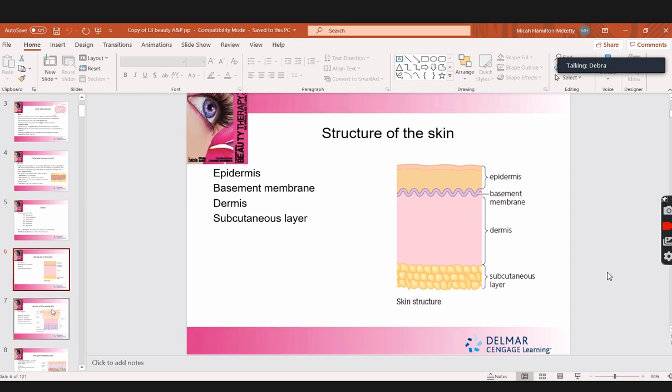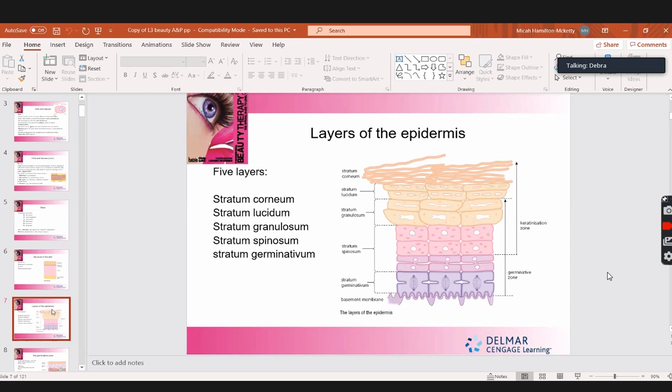Our next slide, the first section that we are looking at is the epidermis. There are 5 layers of the epidermis. Now, these layers that we've got here, stratum meaning layer, are the Latin names. You may not have the Latin names in your test, or you may, so we've put both.